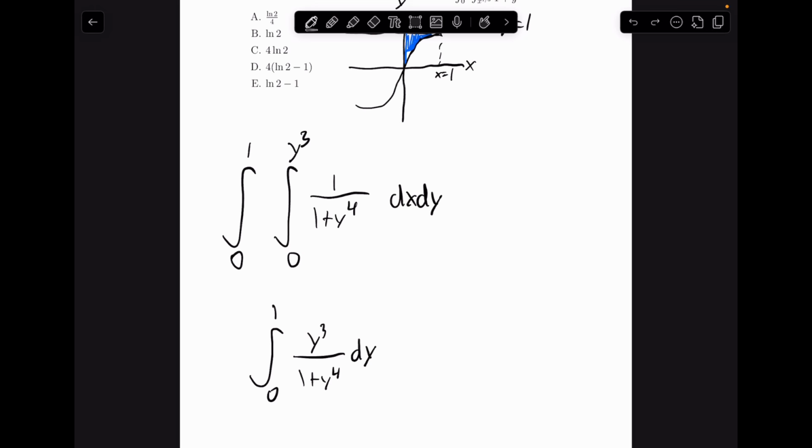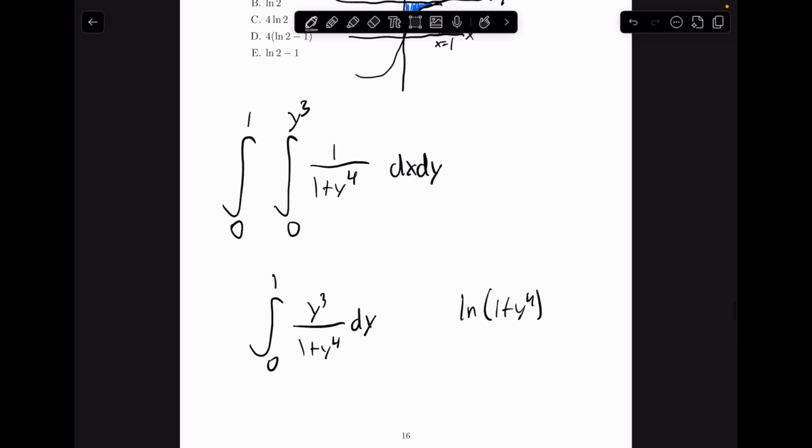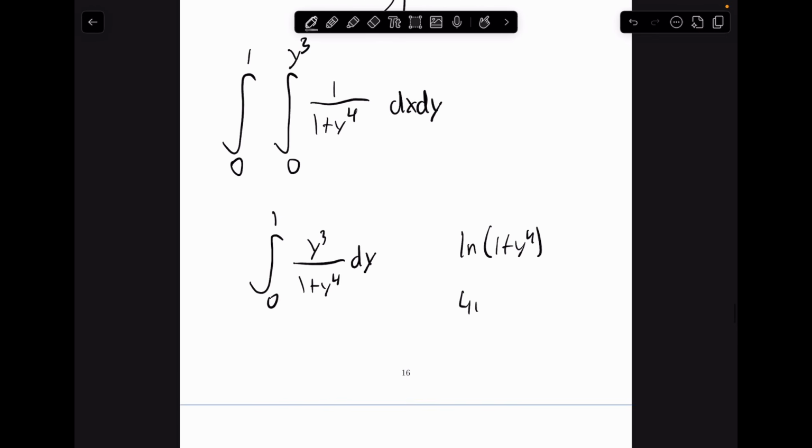So let's just guess that the integral is ln of 1 plus y to the 4th power. Well, if we differentiate that, we're going to get, by chain rule, 4y cubed over 1 plus y to the 4th power. And that's almost what we're looking for here, but we have that extra factor of 4. So if we divide this whole thing by 4, that's our correct integral. We just have to evaluate this from 1 to 0.